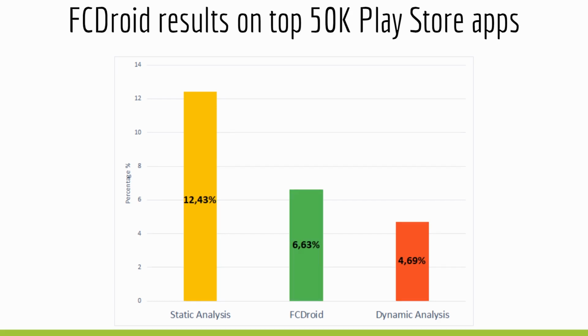Instead, using a mixed approach, FCDroid discovered that 6.63% of all applications are vulnerable. So, we increase the detection rate of dynamic analysis by about 2%, and validate more than half of the potentially vulnerable applications detected by the static analysis. The remainder should be inspected manually to validate whether an application is vulnerable or not.